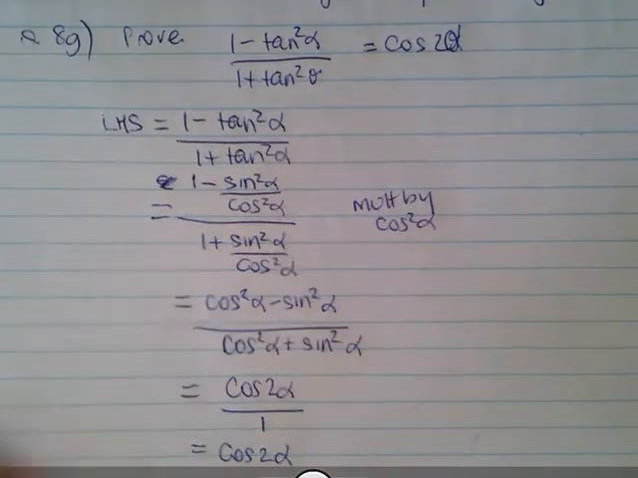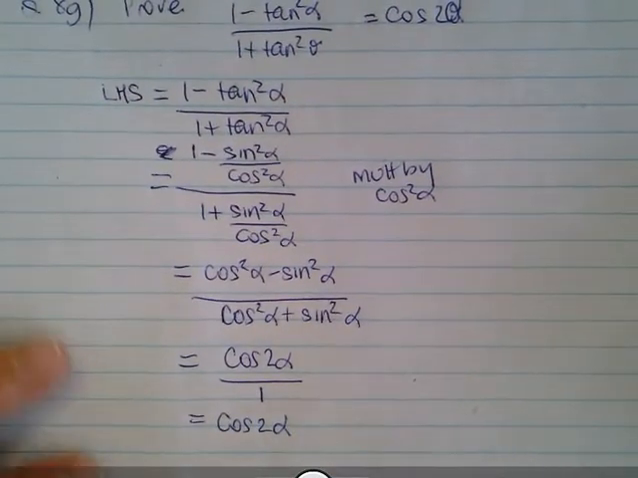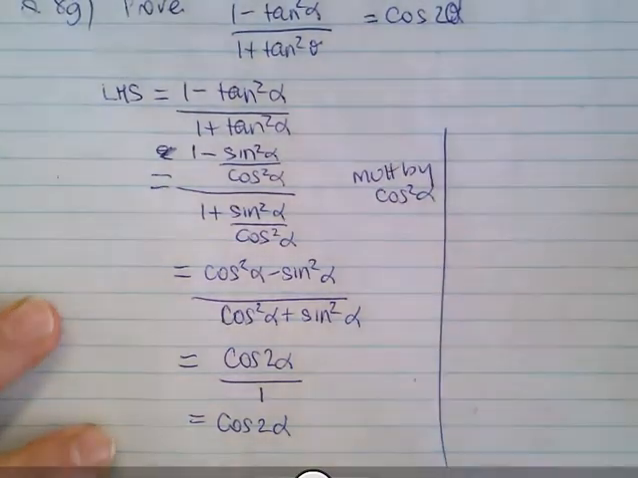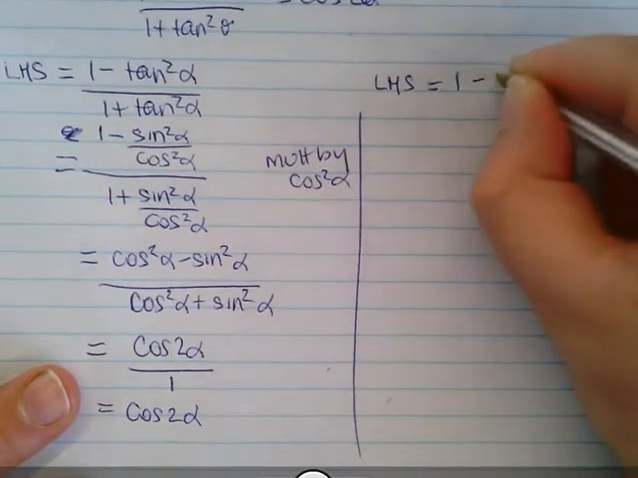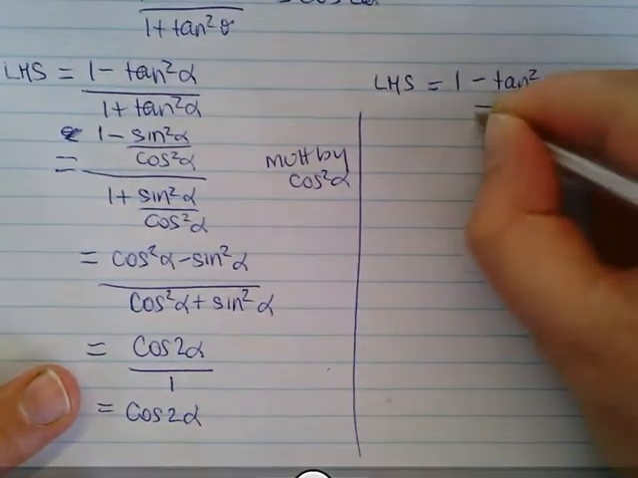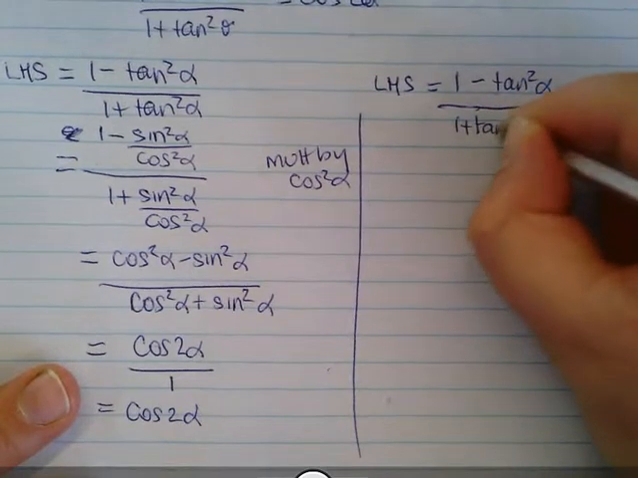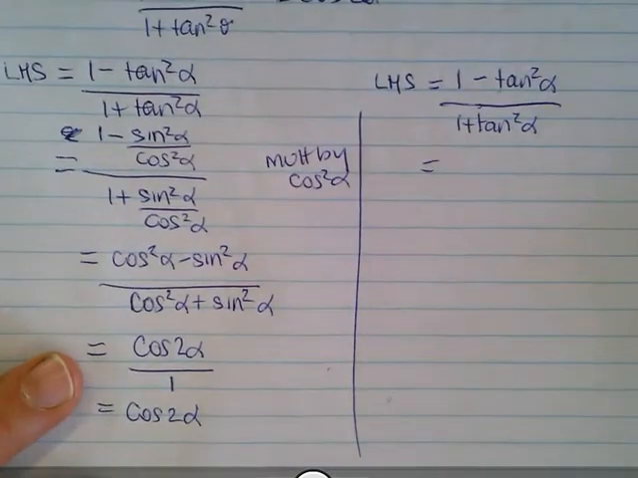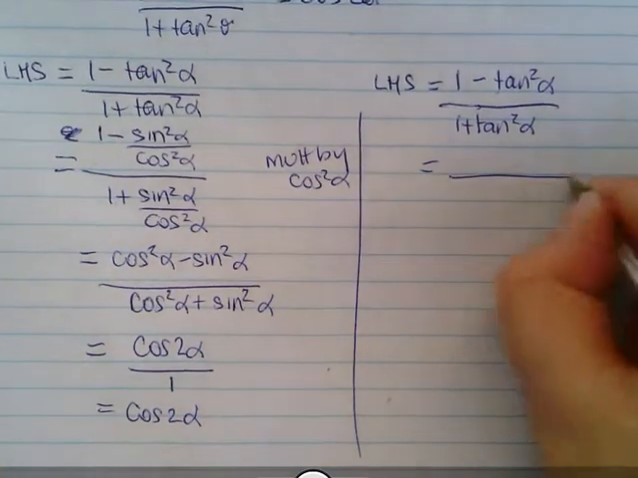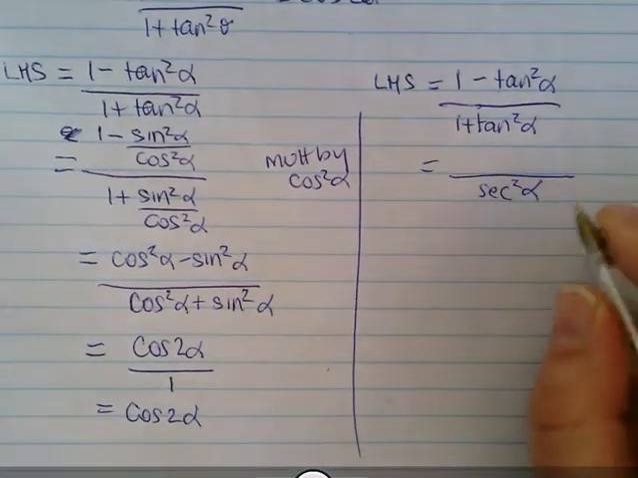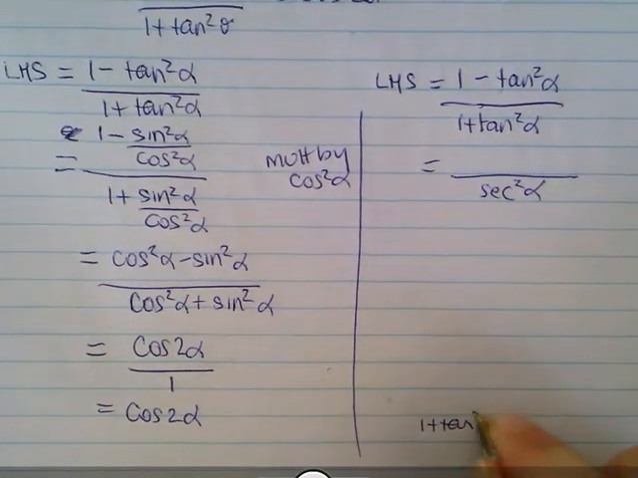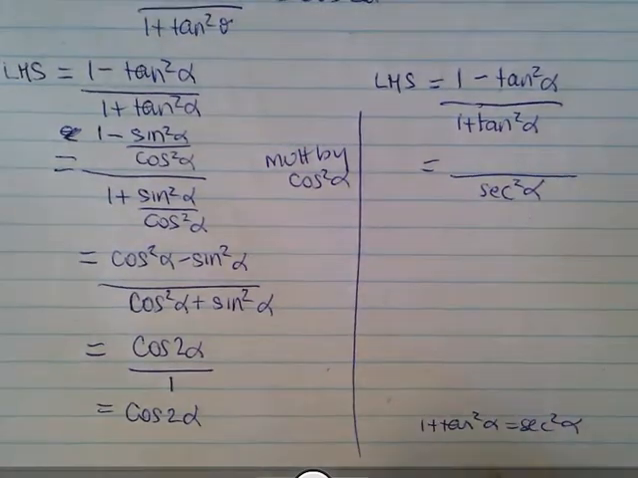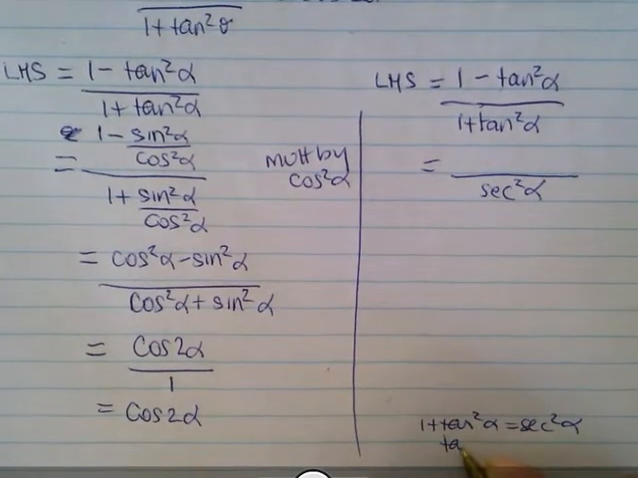The other thing you could do, just reminding you about the other results that we have, the other way we could have gone, maybe, is like this. Left-hand side is 1 minus tan squared alpha over 1 plus tan squared alpha. Now we know that 1 plus tan squared alpha is sec squared alpha. So doesn't that mean that tan squared alpha is sec squared alpha minus 1?